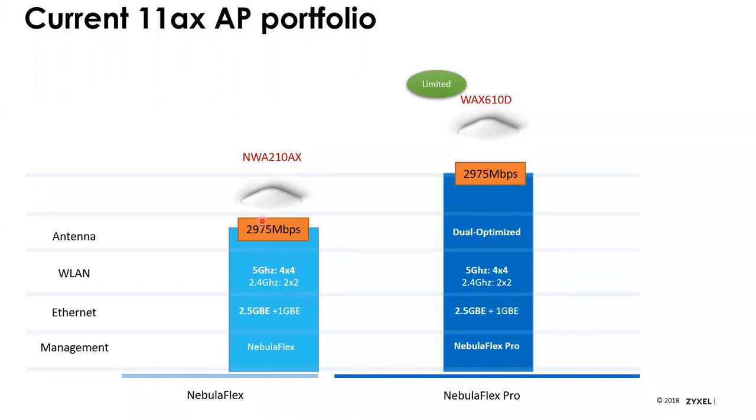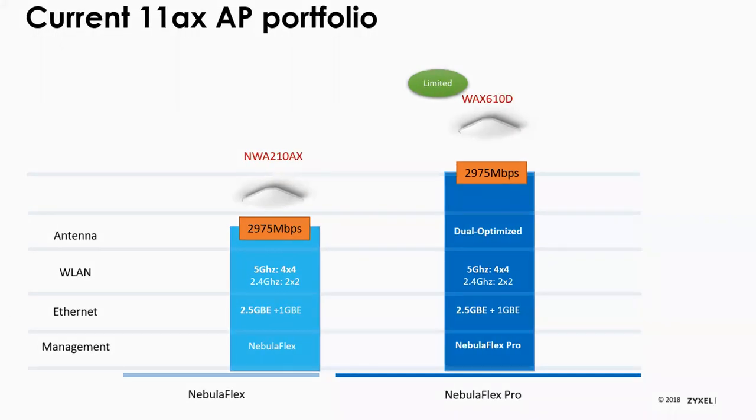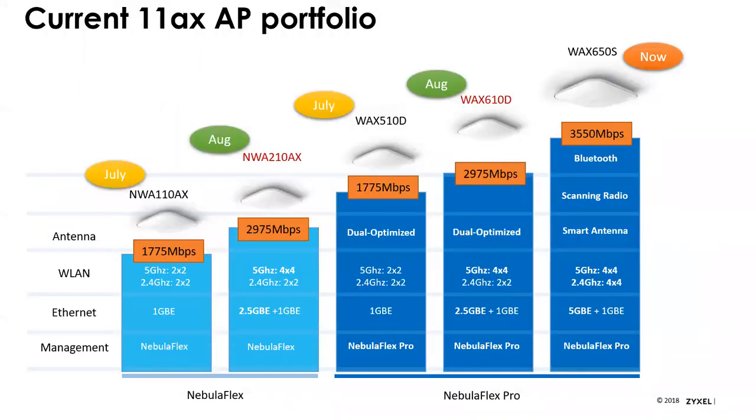So the differences here between the 210AX and the 610D, going from here to here, you get dual optimized antennas, and you go from NebulaFlex to NebulaFlex Pro. So this is our full lineup here. These two models are our NebulaFlex, so standalone or cloud managed, and everything else on this side here, these are all NebulaFlex Pro. So they all include 1 year of Nebula Pro Pack and they all support controller management if you prefer to have a local controller instead of cloud or directly managing them.